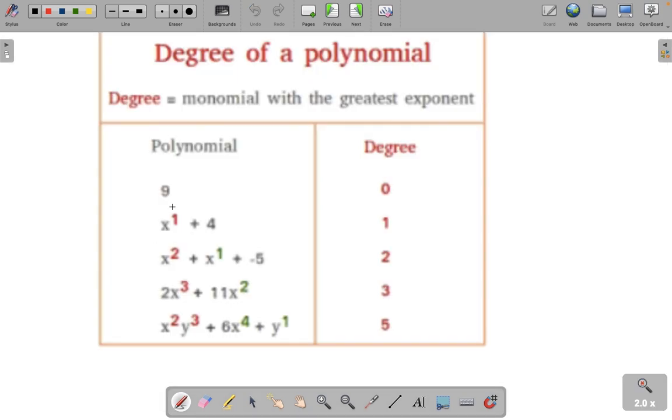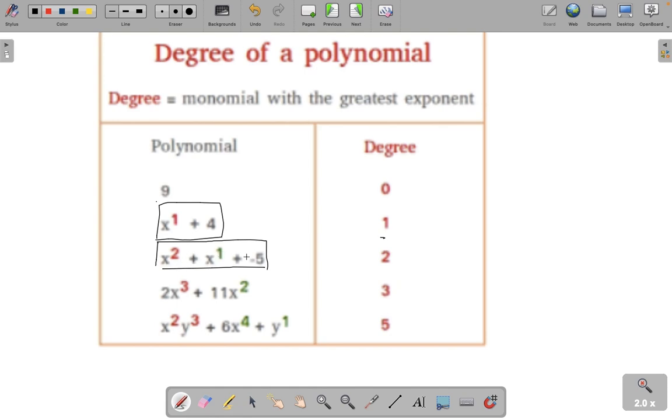And when you have multiple terms, the entire polynomial will have a single degree, right? So for example, if you just look at this term, degree looks at the highest power. So the highest power here is 1. That is why the degree is 1. Here, if you look at this entire polynomial, what is the highest power in this polynomial?